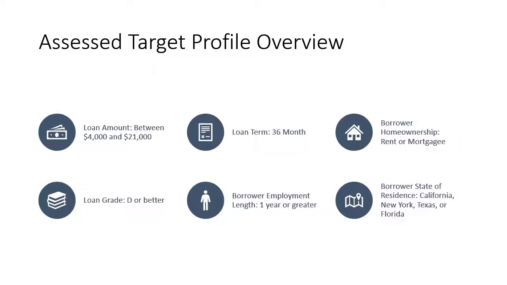So to recap, our targeted marketing profile needs to be looking at borrowers who are looking for a loan between $4,000 and $21,000 on a loan term of 36 months. They must either be renting or mortgaging their home. The loan grade must be a D or better. They must have been employed in their current job for 1 or more years, and they must reside in California, New York, Texas, or Florida.